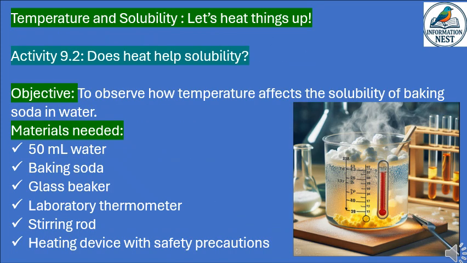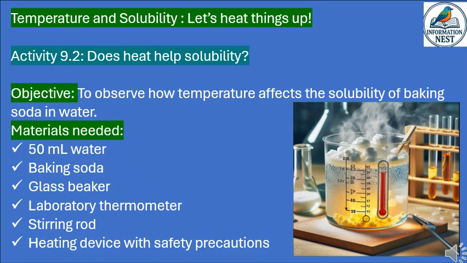Science explorers, ready to turn up the heat and stir up some chemistry? Today, we are investigating a sizzling question. Does heat help solubility? Let's find out by experimenting with baking soda and water. Objective: to observe how temperature affects the solubility of baking soda in water. Materials that you will need: 50 ml of water, a pinch of baking soda, a glass beaker, a laboratory thermometer, a stirring rod, a heating device, and yes, safety first.